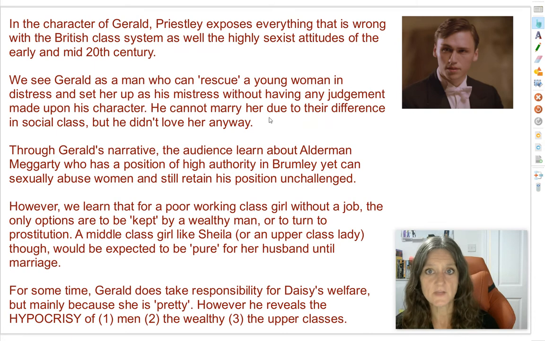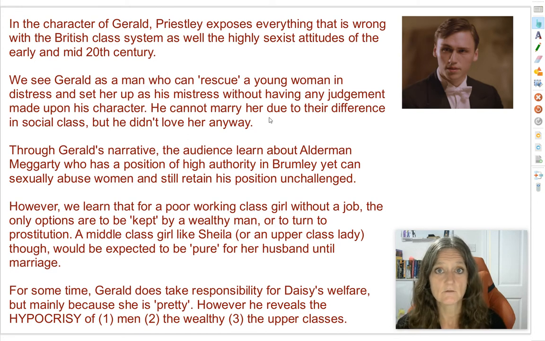So because of the story and narrative that Gerald tells, we also learn about this vile character, Alderman Joe Meggerty, who has this position of really quite high authority within Bromley. He's an alderman. We learnt last time that means one down from the Lord Mayor. Is really, really important in the way that Bromley is run. So he's probably deciding on budgets, what the money gets spent on, hiring and firing within the council. It's a job that we found out that Mr. Birling used to have. Yet we find out that he is this rogue and a sot.